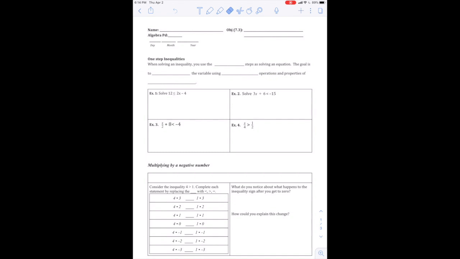One-step inequalities. When solving an inequality, you use the same steps as solving an equation. The goal is to, of course, isolate the variable using inverse operations and properties of equality. Things we should always keep in mind.